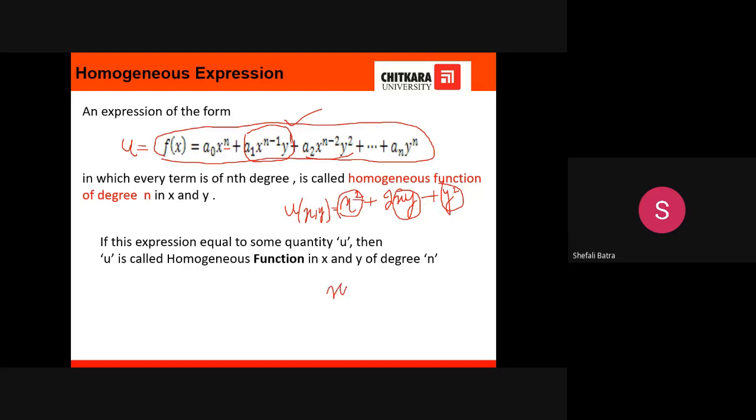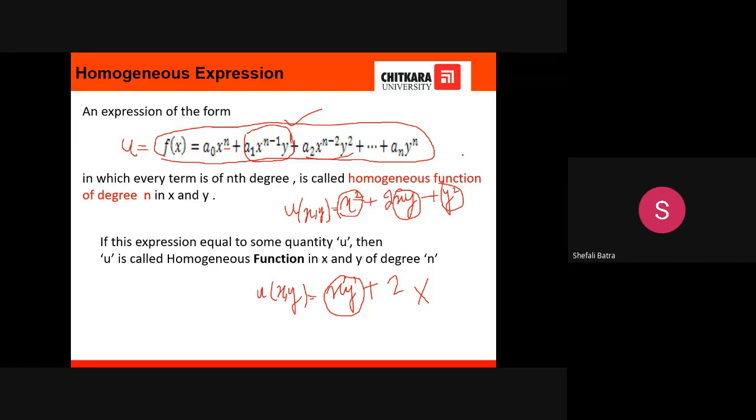If I'm writing like this, xy plus 2, will it be homogeneous? Yes or no? No, ma'am. No. Why? Degree of this term is 2, 1 for x and 1 for y, and degree of this term is 0. Right? So it is not homogeneous. But this definition is applicable only for polynomials, right? Because this function is in the form of a polynomial.